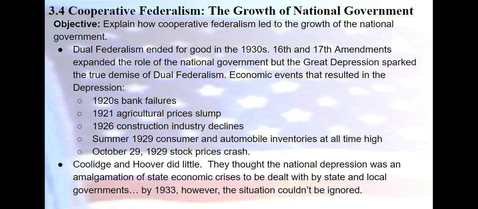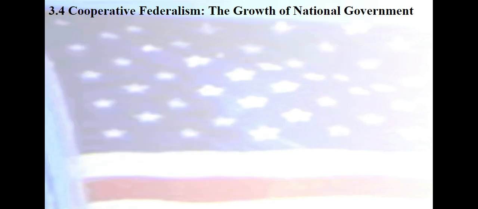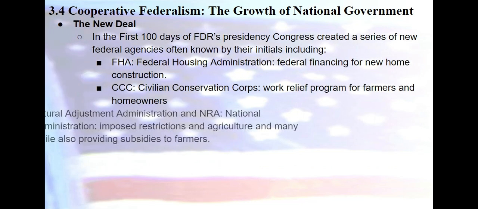The presidents at that time, when these events were taking place, Calvin Coolidge and Herbert Hoover, did very little to address the problems. They thought that the National Depression was an amalgamation of the state economic crisis, and that it was best to be dealt with by state and local governments. Their optimism about the ability of state and local governments to solve this crisis by 1933 was dashed, and the situation at this point couldn't be ignored.